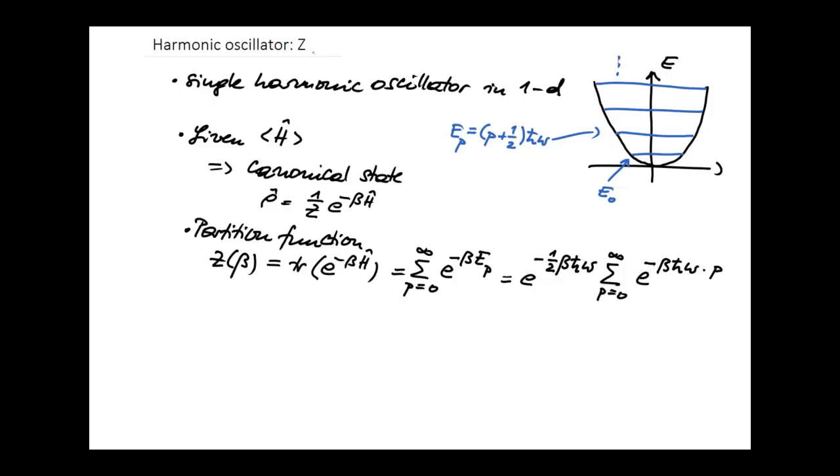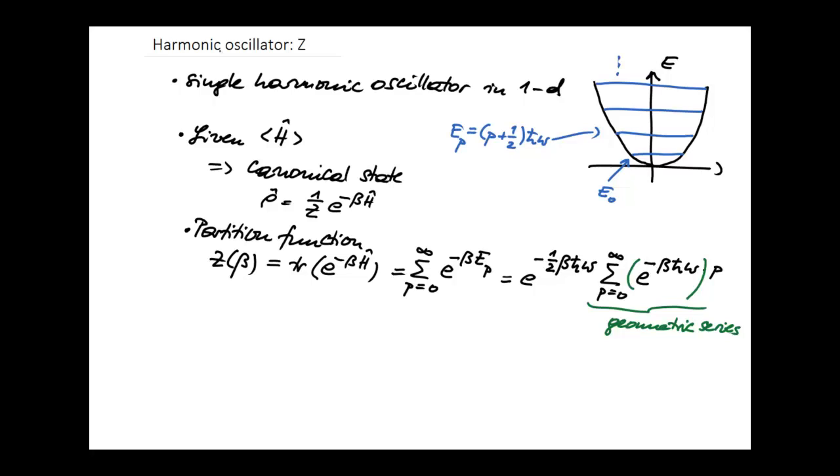This exponential in the sum we can also write in the following form. It's e to the minus beta h bar omega times p. We can insert here a bracket, and so we can say this is e to the minus beta h bar omega in brackets to the power p. And then you recognize this is nothing but a geometric series. It's a sum, p going from 0 to infinity, and then some term to the power p.